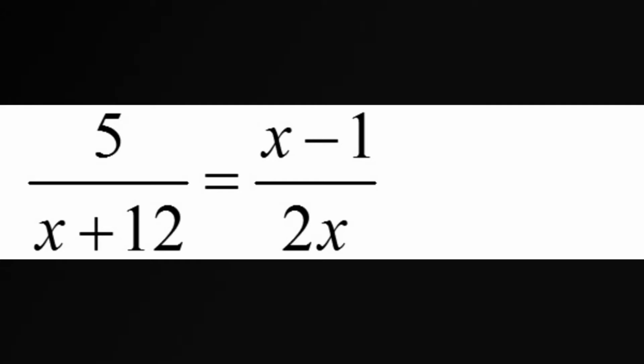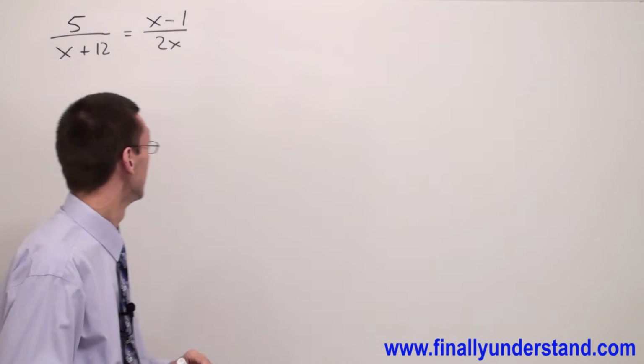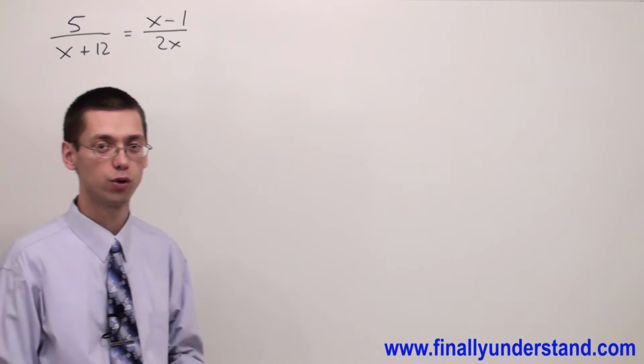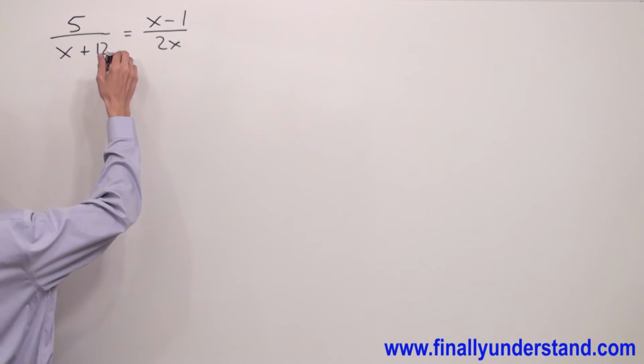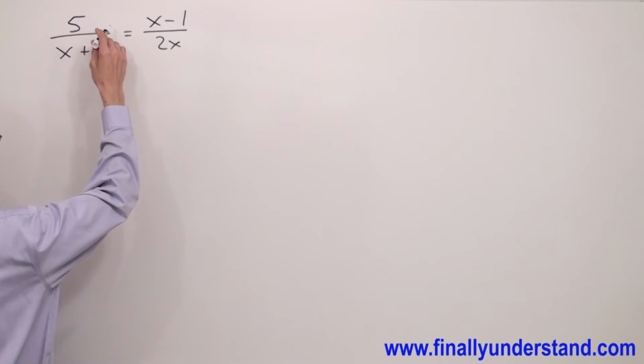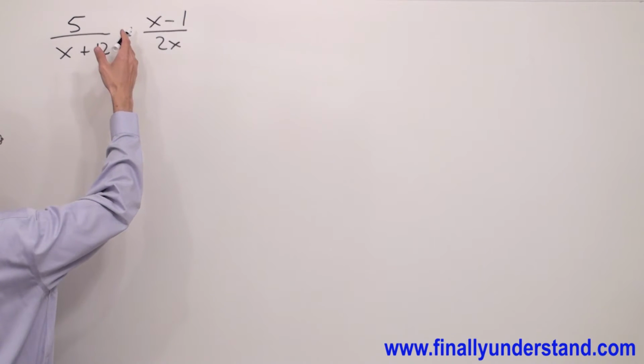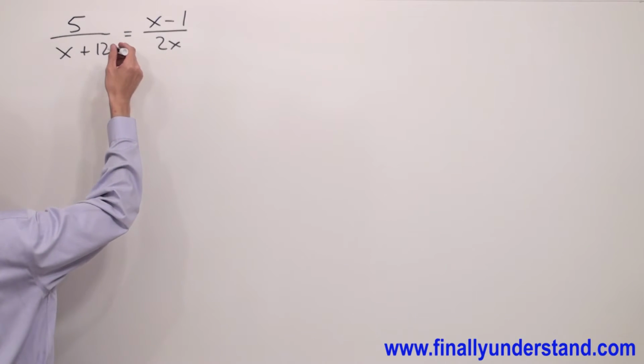Let's take a look at this example. This time we are going to solve the quadratic equation, which is hidden in the proportion. Okay? What do I mean by hidden? Let's take a look. We have to first convert the proportion to one equation. How can we do that?